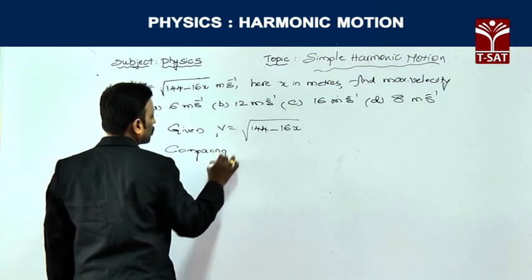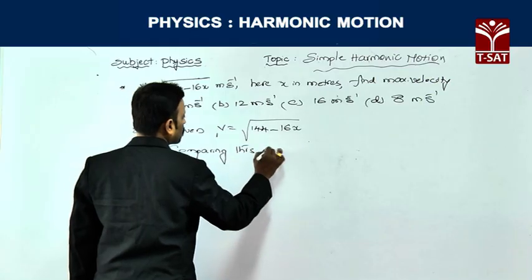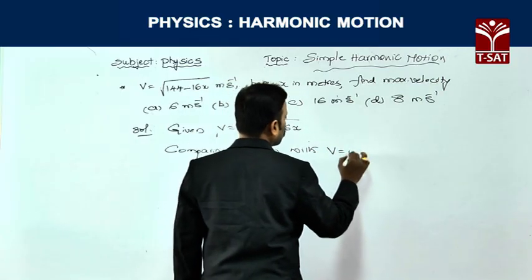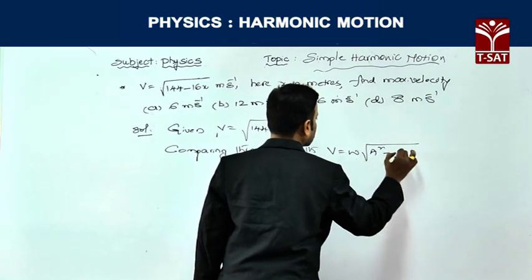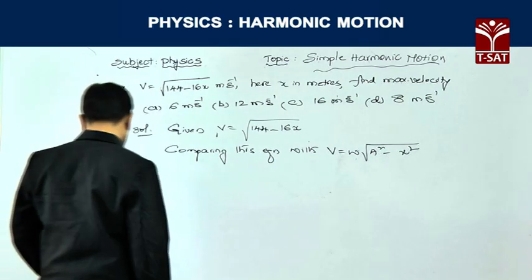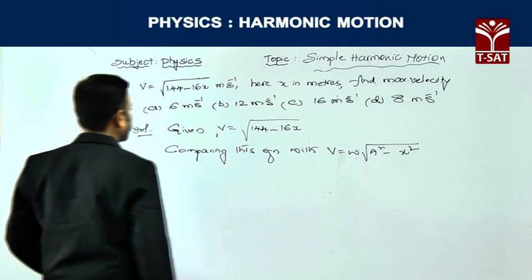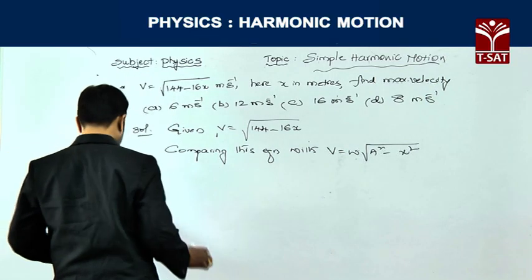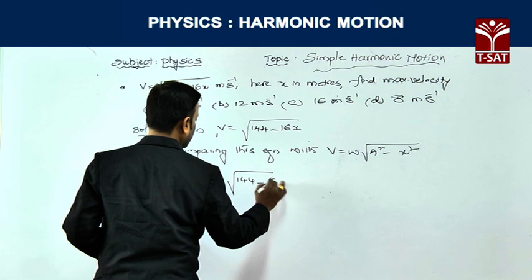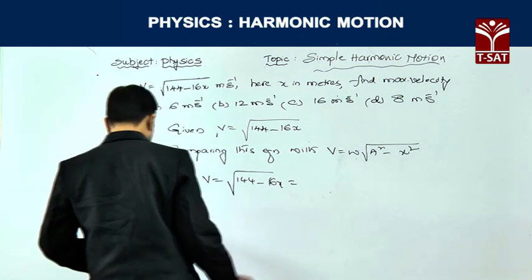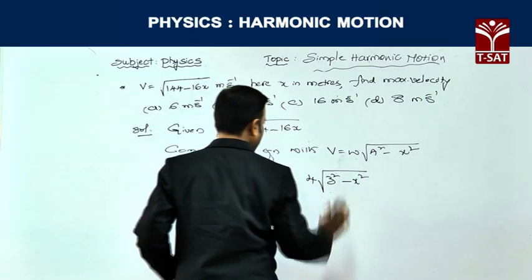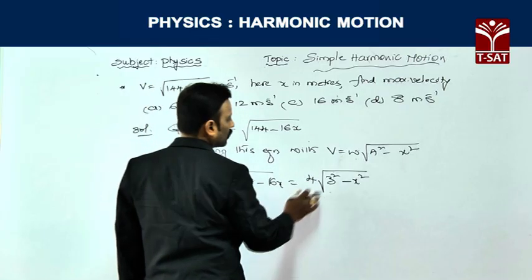Comparing this equation with v is equal to omega under root a square minus x square. Since v is equal to under root 144 minus 16x square, it can also be written as 4 under root 3 square minus x square. Now, compare these two equations.